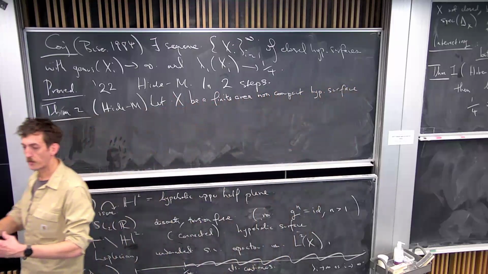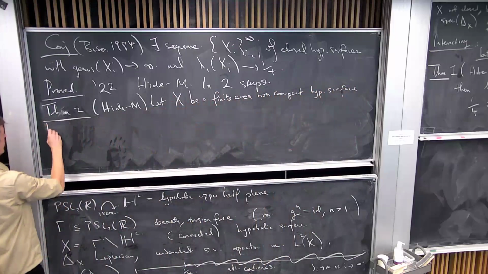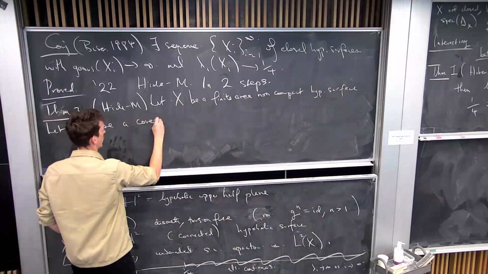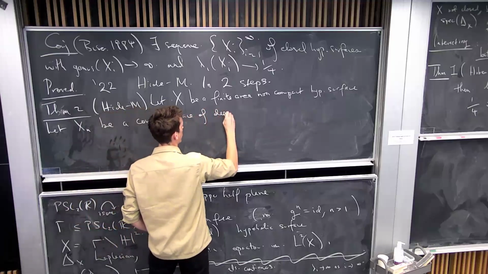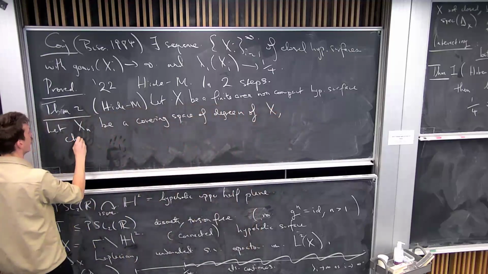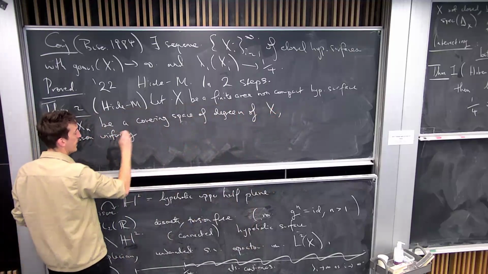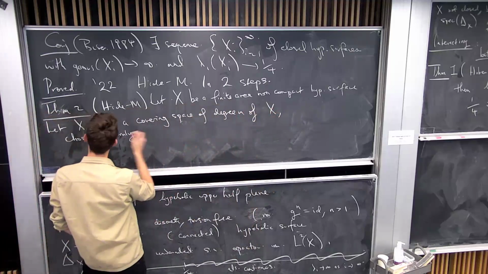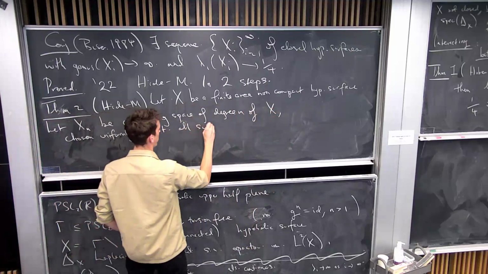What I'm going to do is take a covering space of X of finite degree n. Let Xn be a covering space of X of degree n, chosen uniformly amongst all such covering spaces. So we're choosing it randomly, and we're choosing every covering space with the same probability.